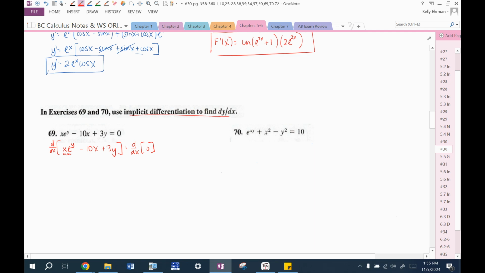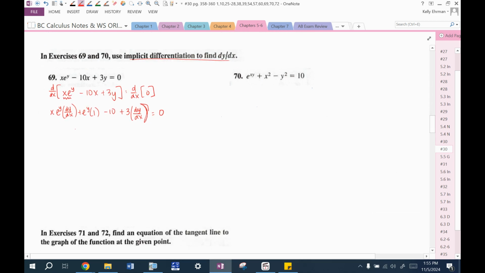All right, so product rule right here. So first times derivative of the second, chain rule, dy dx, plus second times derivative of the first. So that derivative's done. And then derivative of minus 10x is minus 10. Derivative of 3y is plus 3, but it's got a dy dx. And the derivative of 0 is 0.